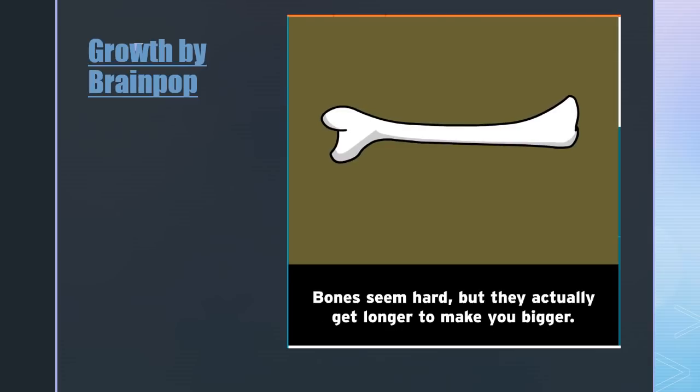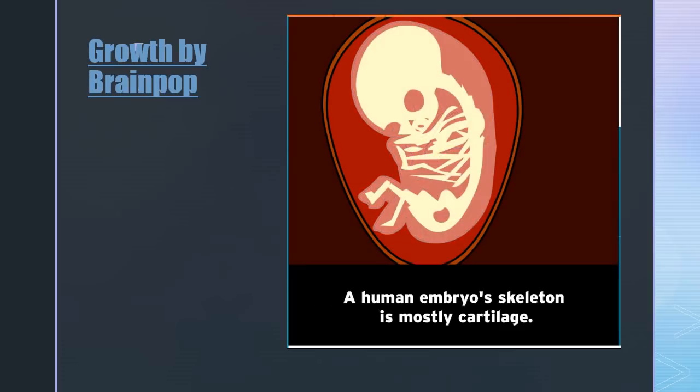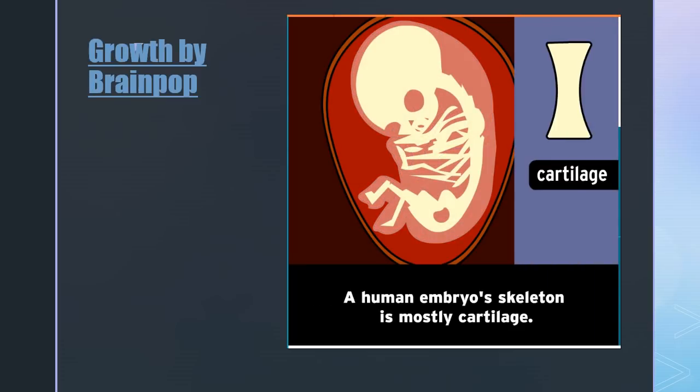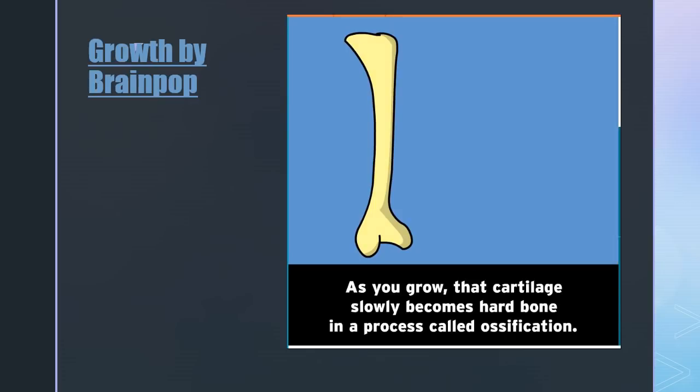Bones seem hard, but they actually get longer to make you bigger. A human embryo's skeleton is mostly cartilage. Cartilage is a flexible connective tissue that bends easily. By the time you're born, your skeleton is about half cartilage. As you grow, that cartilage slowly becomes hard bone in a process called ossification.